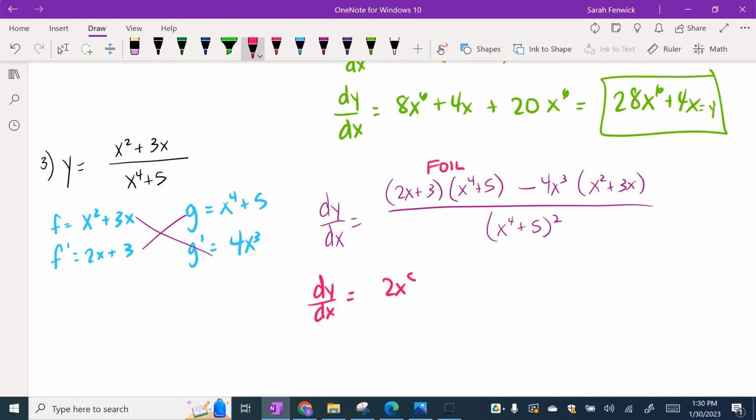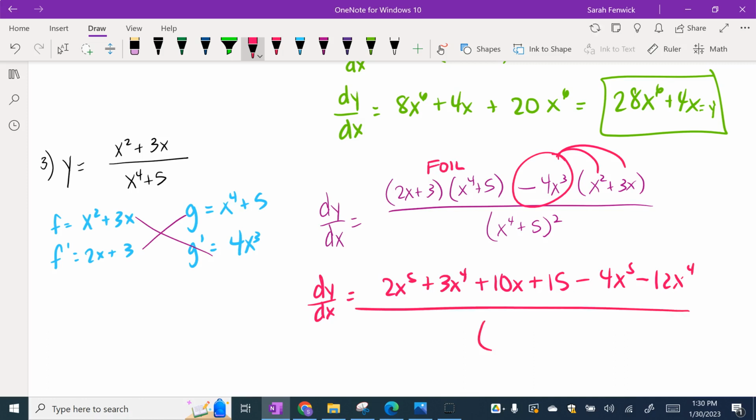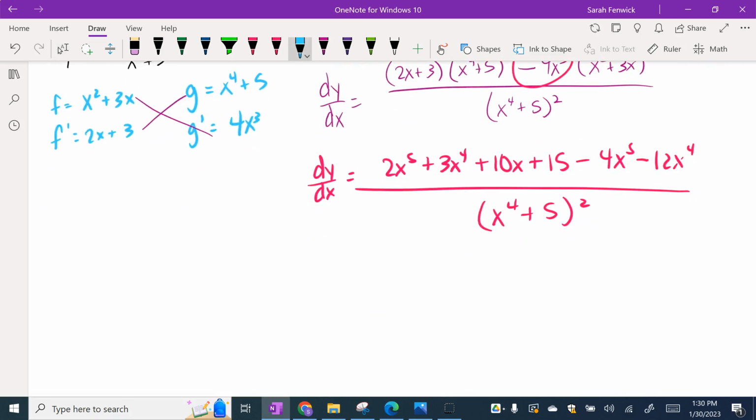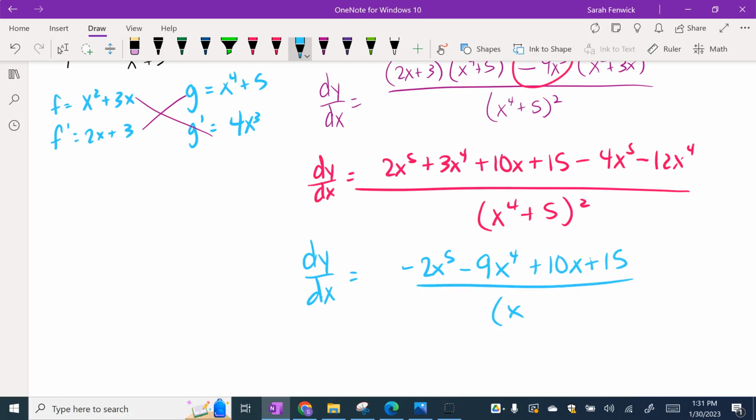equals 2x to the fifth plus 3x to the fourth plus 10x plus 15. I'm going to distribute my minus 4x to the third, so minus 4x to the fifth minus 12x to the fourth, all over x to the fourth plus 5 squared. Combine like terms, good practice. Dy dx is negative 2x to the fifth minus 9x to the fourth plus 10x plus 15, all over x to the fourth plus 5 parentheses squared.